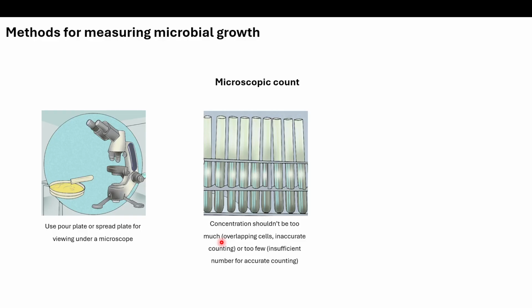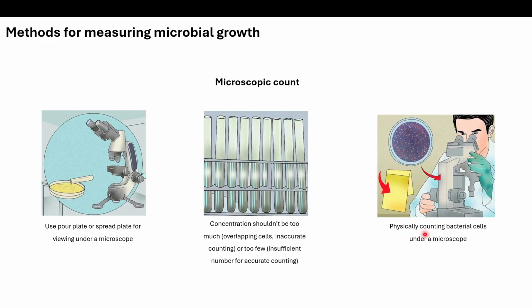You won't be able to distinctly say that this is one cell and this is the other cell lying beside. Or if there are too few, it will be insufficient to really count and get the whole number of cells in the complete original culture. So this is what I was referring to. You are physically counting the number of bacterial cells under a microscope.